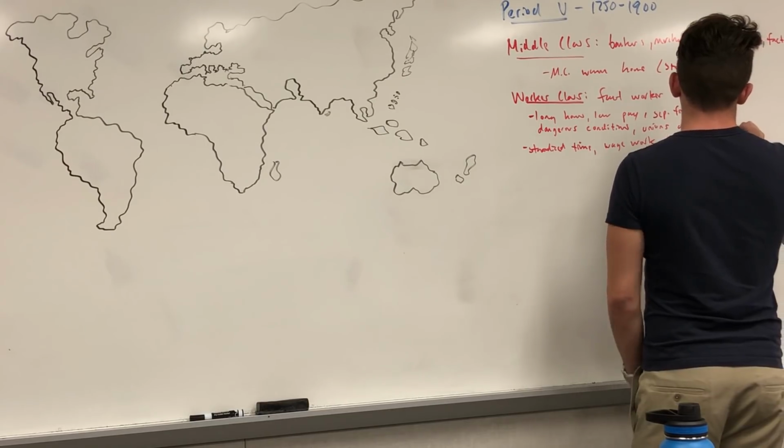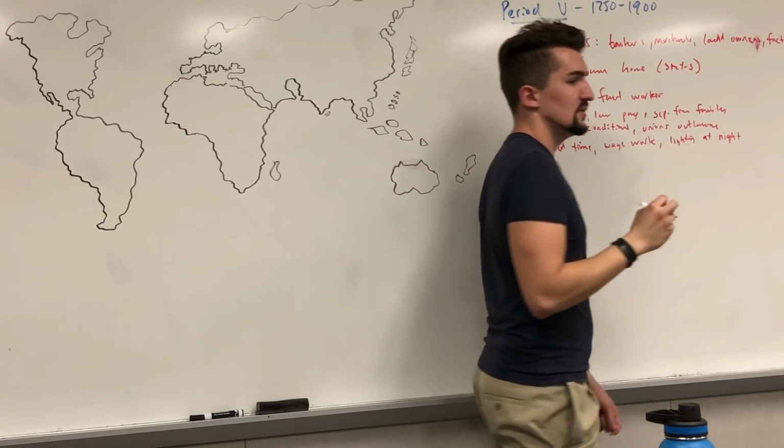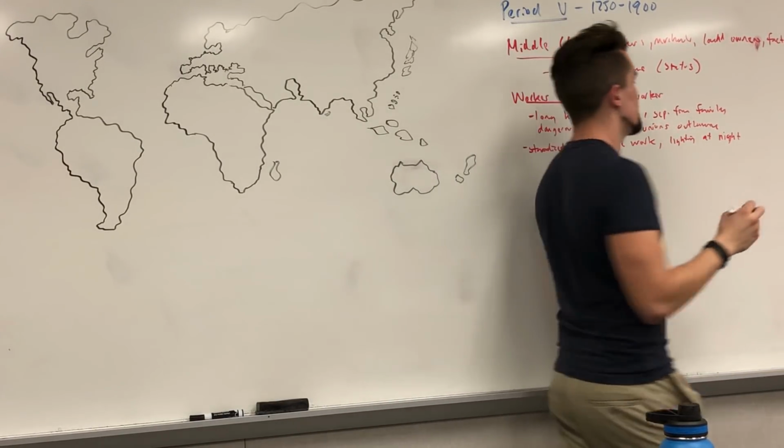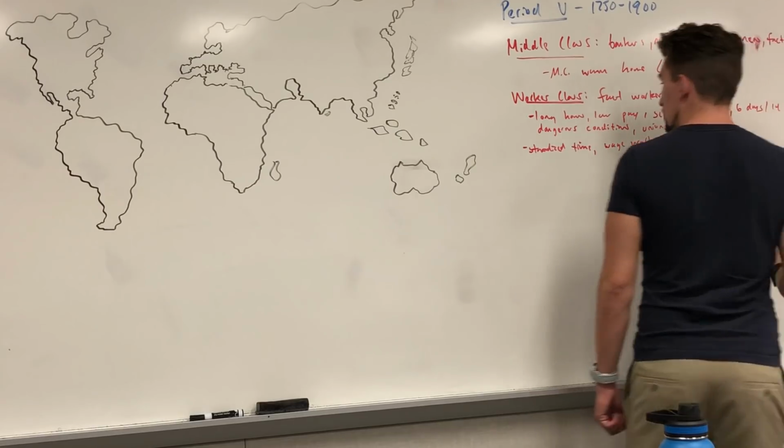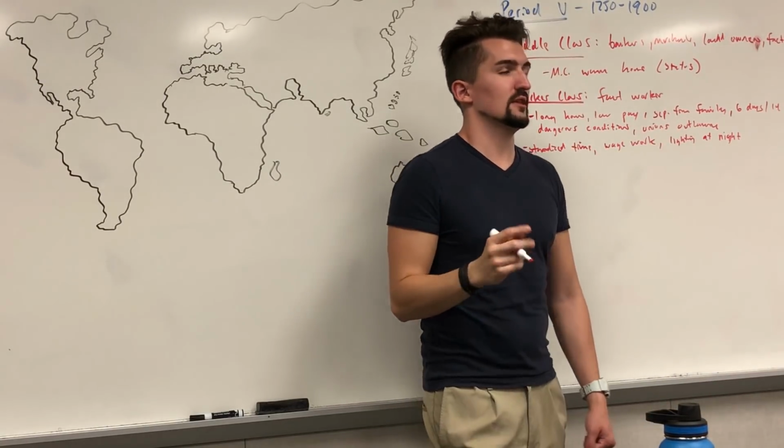The average working class person, how many days a week are they working? Six. Six days a week, 14-hour days. That's a rough life. They're pretty much just working. That's about it. What do they live in?